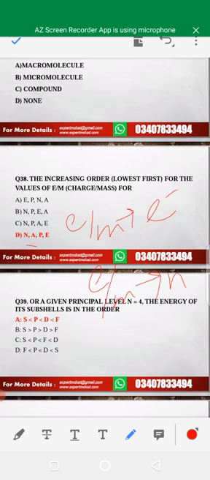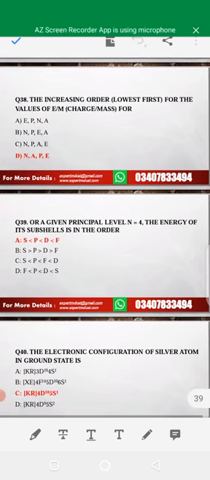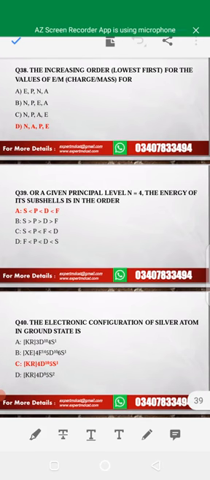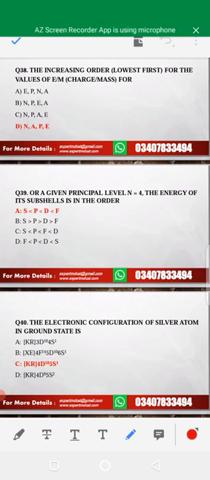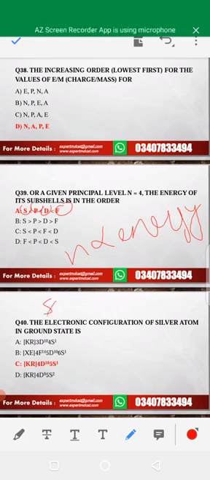Question number 39. For a given principal n equal to 4, the energy of its subshell is in the order: energy is directly proportional to n. As the value of n increases, the energy increases. So f has a greater energy than d, then p, and then s. This is the energy level of subshells. f has a greater energy than d, then p, and then s.